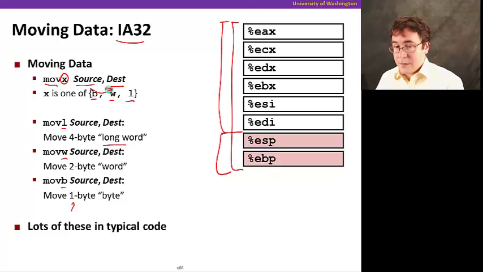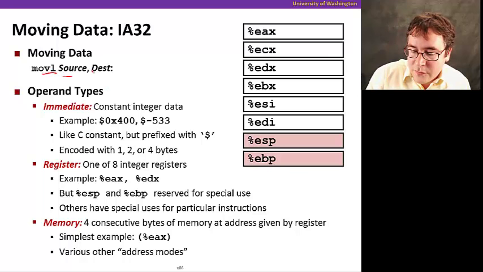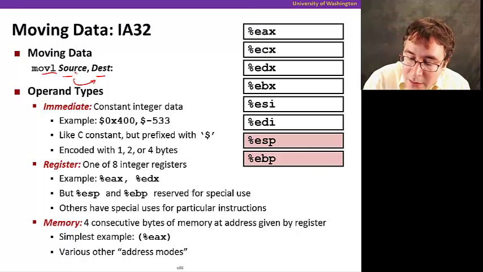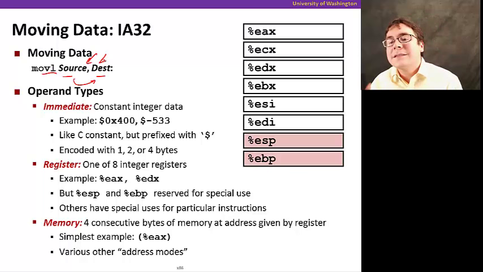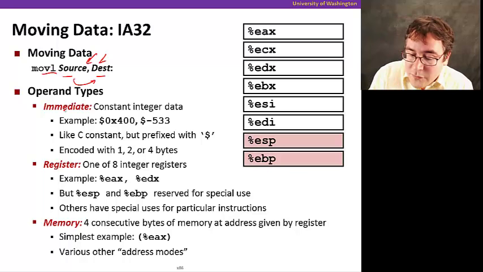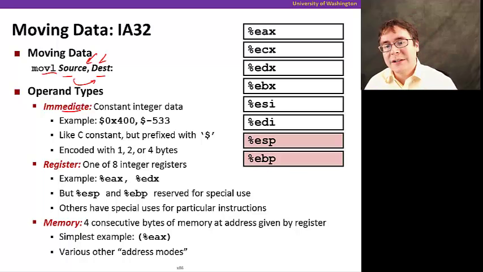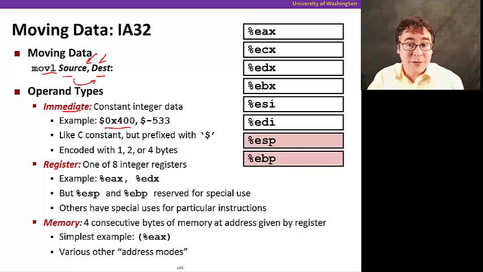Now let's look at the specific instructions. movl, source, destination. So move data from the source to the destination. This is the source operand and this is the destination operand. Here are the types of operands that you could have in a move instruction. The first one is called immediate. Think of it as a constant. This is constant integer data embedded in the instruction itself. For example, you could have $0x400 as one of your operands, and it only makes sense as a source. It doesn't make sense to have a constant as a destination. So a constant can only be a source of your move operation.